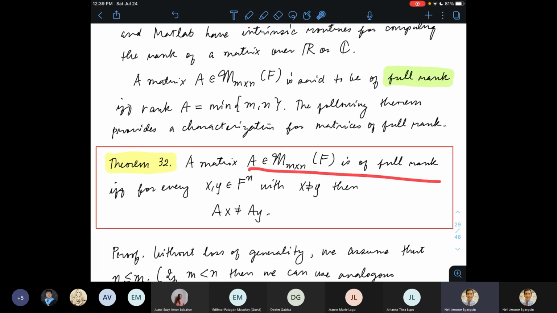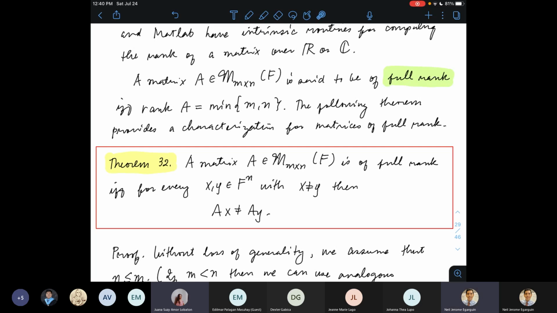If you have a matrix of full rank, then if x is not equal to y, then Ax is not equal to Ay. So what does this statement remind you of? Can you restate what that statement means, or how can we say that statement in another way? One-to-one correspondence po. If x is not equal to y, then f of x is not equal to f of y.